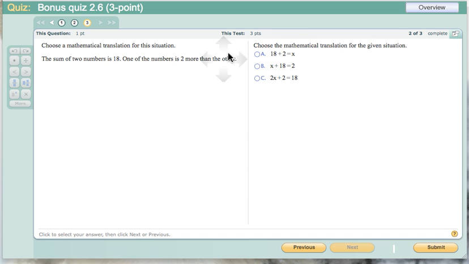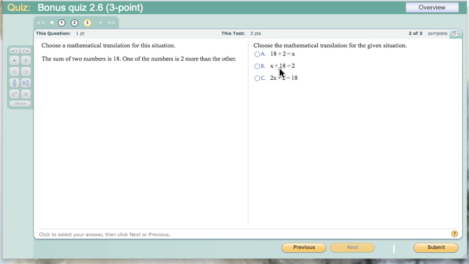And in particular, when they involve word problems, they're even better because word problems thread the course. Every chapter pretty much has a section devoted to word problems. Now, they ask us to choose a mathematical translation for this situation, and they give us two sentences. The sum of two numbers is 18, and one of the numbers is 2 more than the other. And then they give us 3 sentences here.